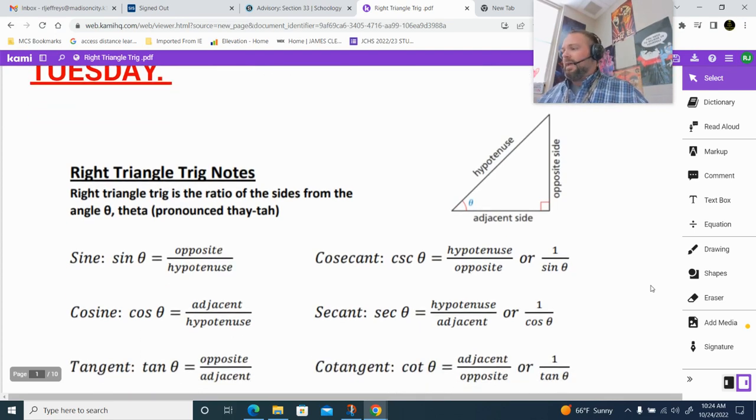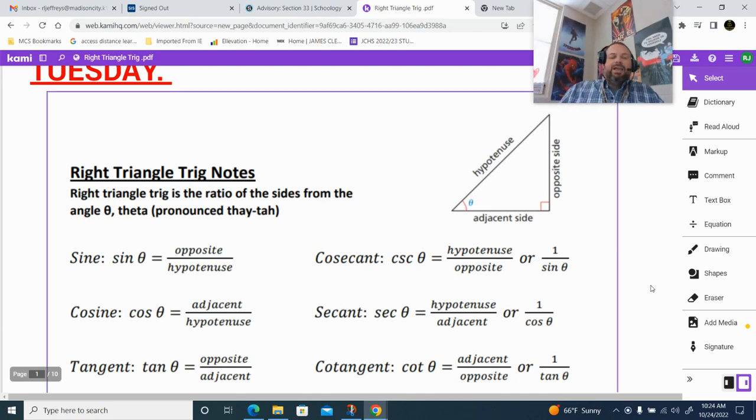Now, I know some of y'all are like, oh, I had this before. Just because you had it before doesn't mean you learned it then. Okay. Right angle trig is the ratio of sides from the angle theta, pronounced theta.